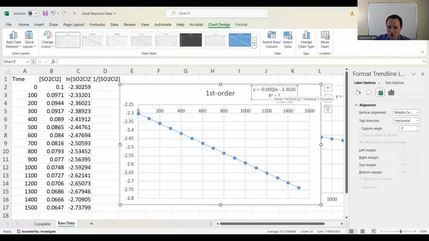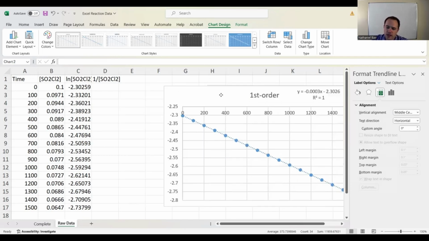That never happens in the real world, by the way. That only happens in the fantasy world of textbook problems. But we got an R squared value of 1. That means it's an absolute perfect fit to our data. And then this would be our slope. Our slope would be negative 0.0003. That's only got one sig fig. Ideally, we probably want to change that and get more sig figs, and you can make Excel do that for you. But our rate constant would be positive 0.0003, or whatever that is with more sig figs.